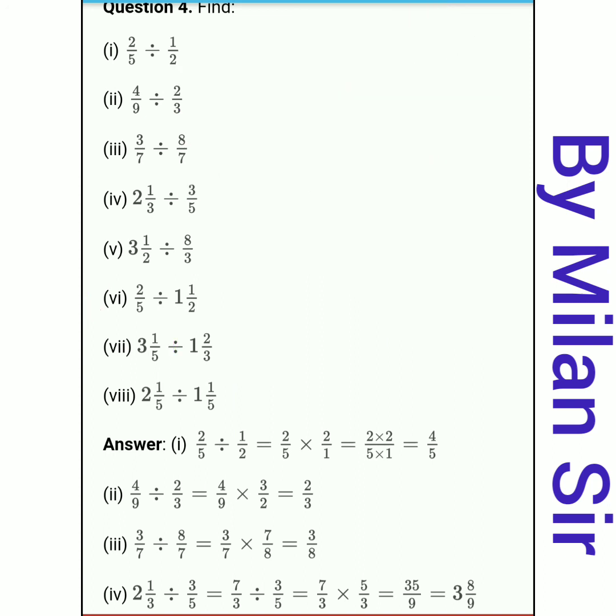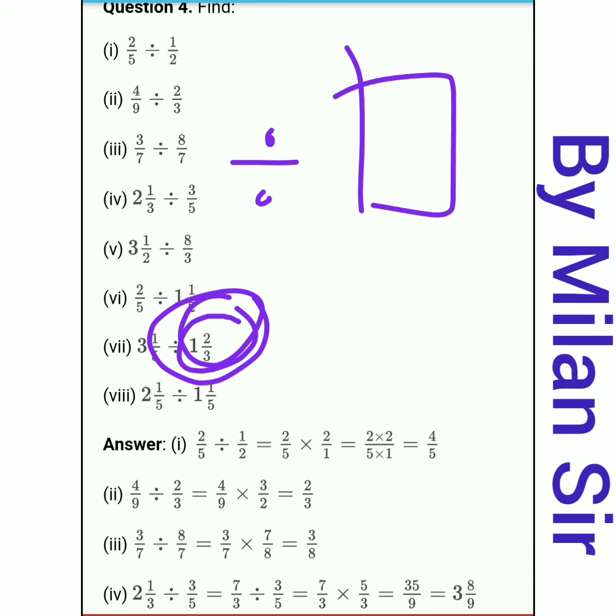Here, if the first number is a mixed fraction and the second number is proper, otherwise improper, like this, 2 integer 1 by 3 divided by 3 by 5, you can do both things together. That means convert the mixed fraction into an improper fraction, and convert the division into multiplication. But if the second number is a mixed fraction, that means our denominator, first we take the division as it is and convert this mixed fraction into an improper fraction. In the next step we can convert division into multiplication.